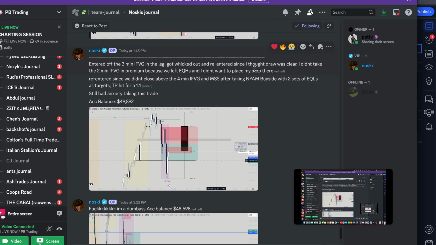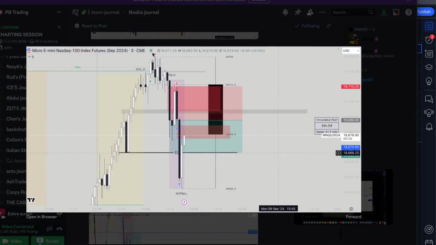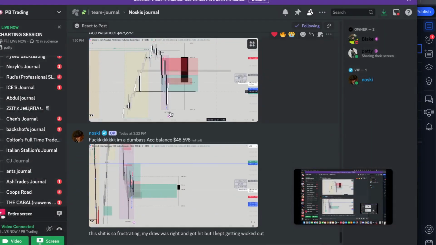Got wicked down and re-entered since I thought the draw was clear. I didn't take the 2-minute IFEG in premium because we left equal highs and they don't want to place a stop there. Re-entered since we didn't close above the 4-minute IFEG, and market structure shifted after taking out near AM buy side with 2 sets of equal lows as targets. TP hit for 101. Still had anxiety for this trade. Yeah, so this is the 120 trade people were talking about that I looked at.